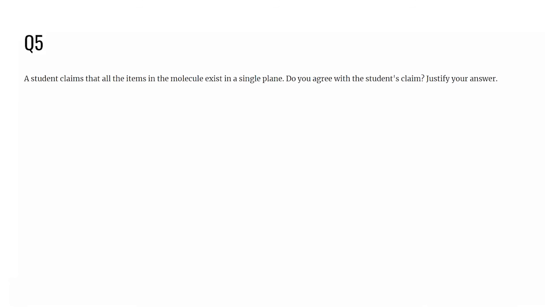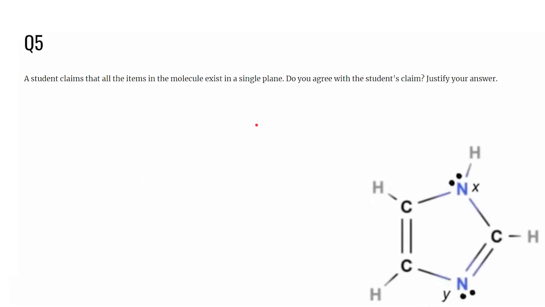Next question. A student claims that all the atoms in the molecule exist in a single plane. Do you agree with the student's claim? Justify your answer. I disagree. Nitrogen, the one labeled X, is sp3 hybridized, and if you notice, it's the only one of its kind in the compound, and it has tetrahedral electron geometry and trigonal pyramidal molecular geometry. The hydrogen bonded to nitrogen X does not lie in the same plane as the rest of the atoms. It's either geometrically above or below the rest.